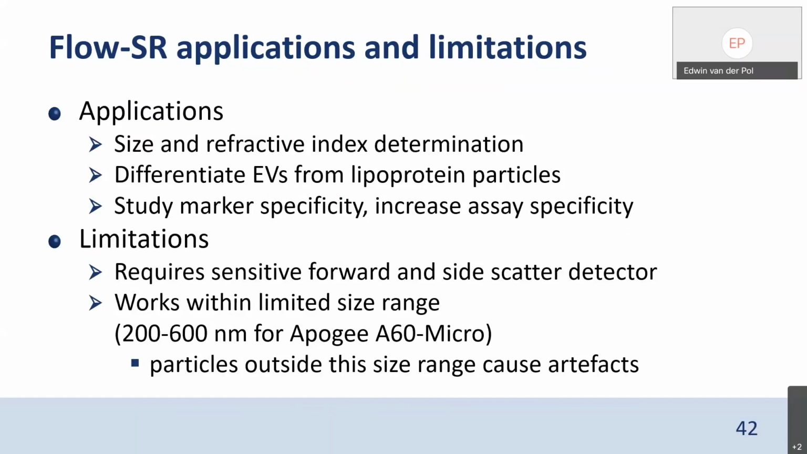Limitations are that flow SR requires a sensitive forward and side scatter detector. Most flow cytometers are equipped only with a sensitive side scatter detector. And it works in a limited range only. So for the Apogee A60, that's about 200 to 600 nanometer. This depends on the flow cytometer. And yeah, particles outside this range may cause artifacts. So you need to be sure that the majority of particles is, for sure, below the higher cutoff.